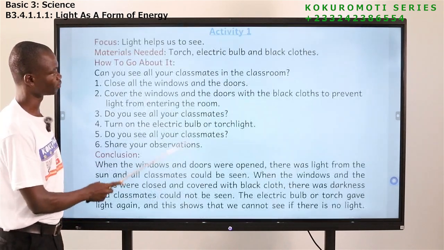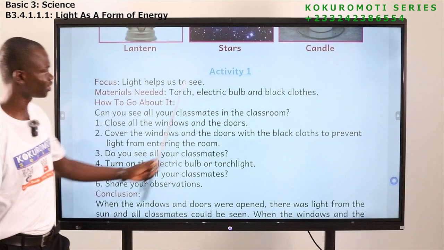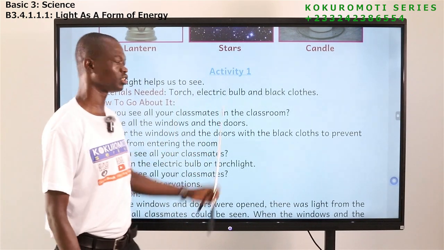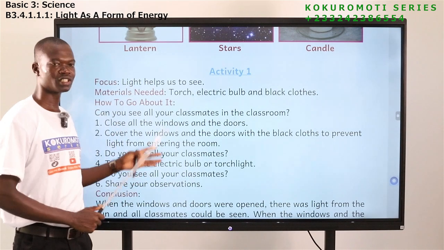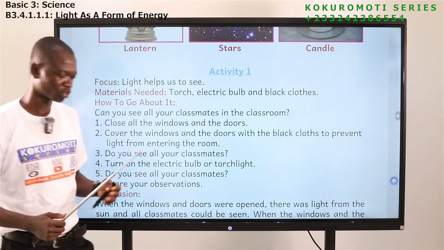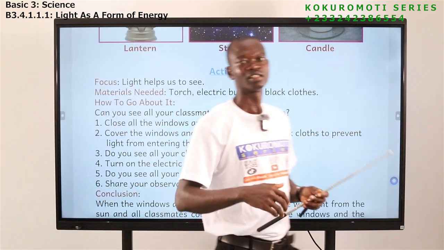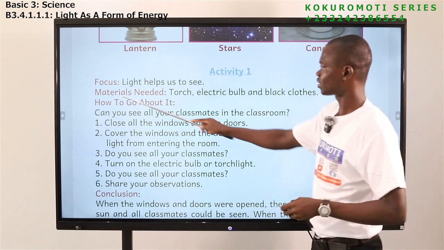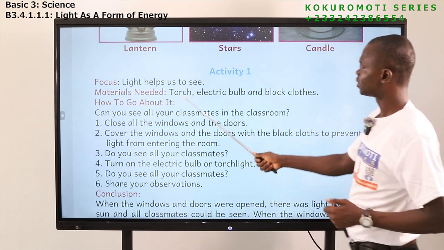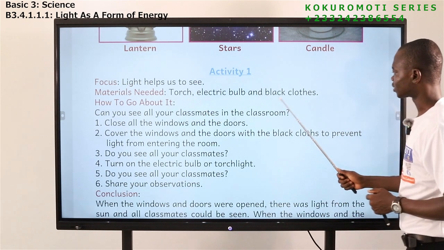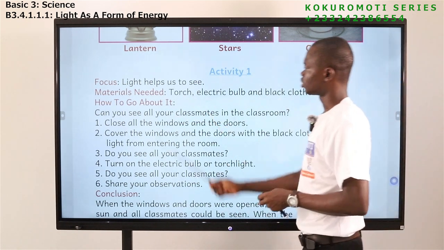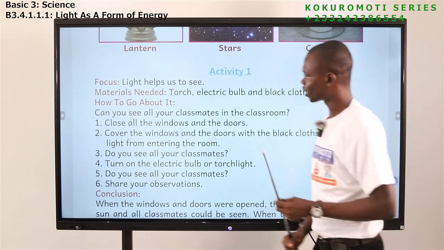Now let's continue. So there is an activity here. The focus is light helps us to see. We are going to do this activity and also get to know whether it is true that light helps us to see. Now, things that we will need. We will need torch, electric bulb, and black clothes. And how are you going to do this? So let's start. Number one.